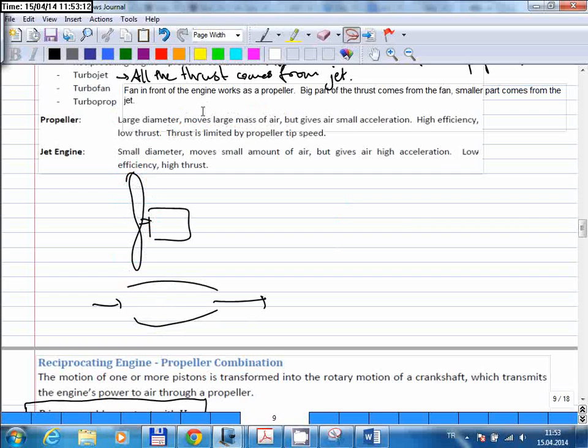Okay, so the propellers have a large diameter, and that allows them to move a large amount of air. That means m dot is larger, but it gives the air a smaller acceleration. This makes the propeller engines more efficient, so they are highly efficient, but they are low thrust. And the thrust is limited by propeller tip speed. So if you use a propeller, since you have a large diameter, that makes your propulsion system more efficient. But the downside of using a propeller is you cannot create too large thrust forces. So propeller engines are ideal for low-speed aircraft. If your aircraft is flying on the order of 0.5 Mach or less, then using a propeller is a very good idea because you will have a very good efficiency.